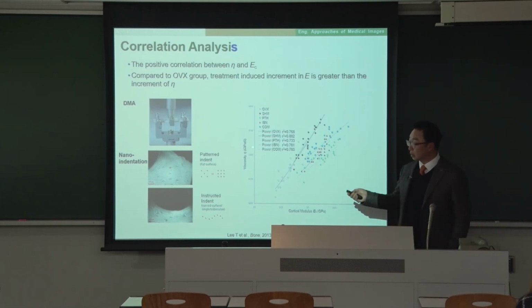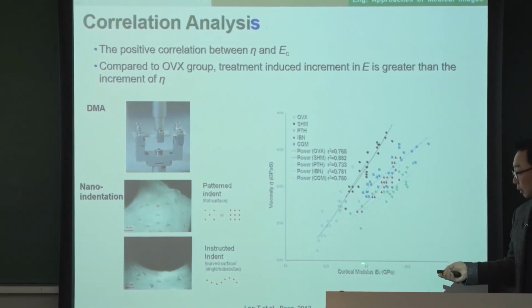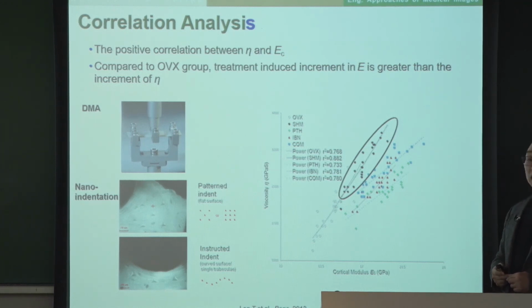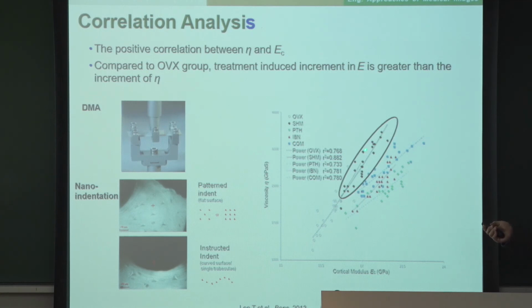So the y-axis is the viscosity, eta. The x-axis is the cortical modulus, okay? Young's modulus of the cortical bone. So this is the sham bone. Sham is actually, as I said, just pretending. We do the ovariectomizing. So these are the sample values. We just consider this as the normal bone. Those who have osteoporosis, from this curve to here, they not only lose the cortical modulus, but also they lose the viscosity value.